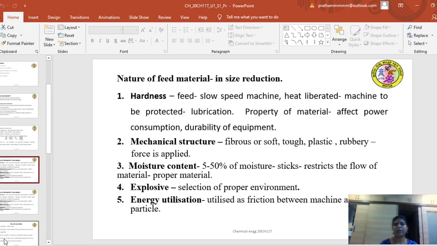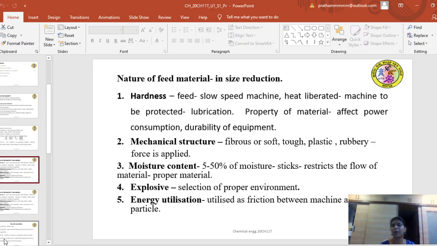Now, when we do size reduction, we use some equipment, whether by compression or another method. If we want to perform size reduction in a piece of equipment, the nature of the feed material must be considered before feeding the large size particle. The nature of the feed material means you have to consider the hardness of the material you want to reduce in size, its mechanical structure, its moisture content, and whether it is explosive or corrosive, or what the nature of that material is.